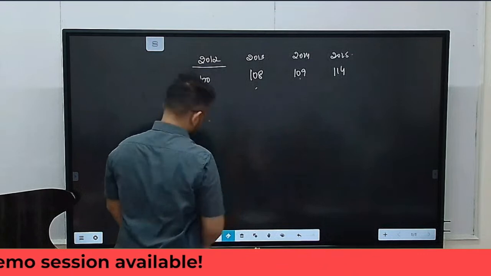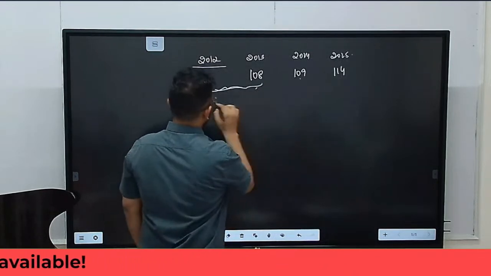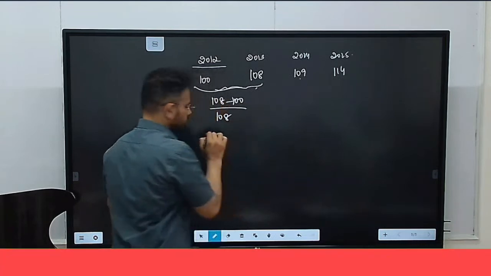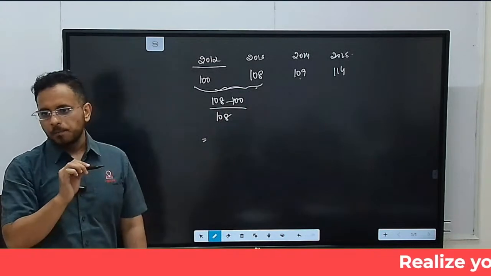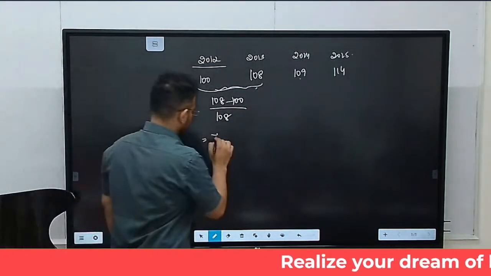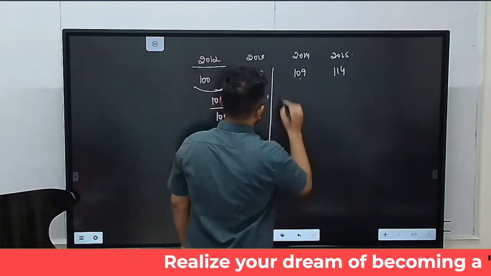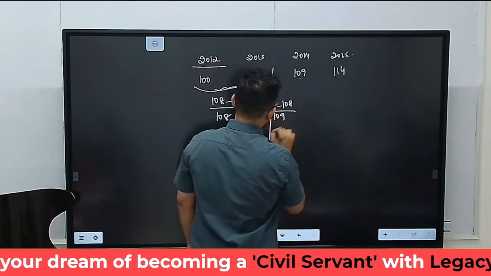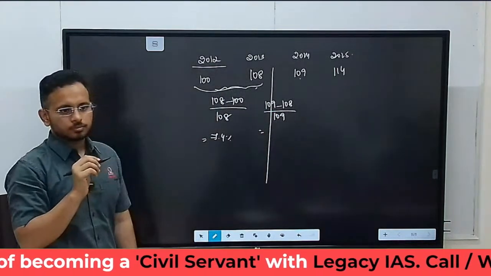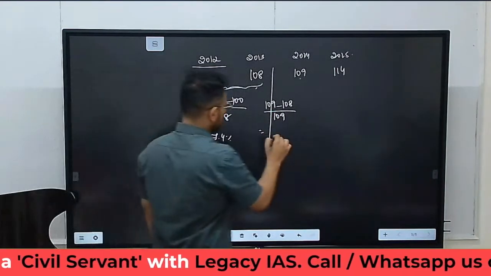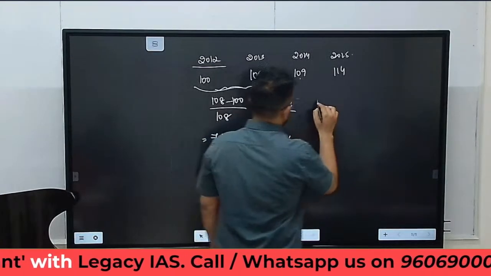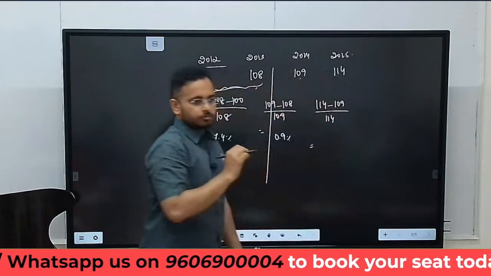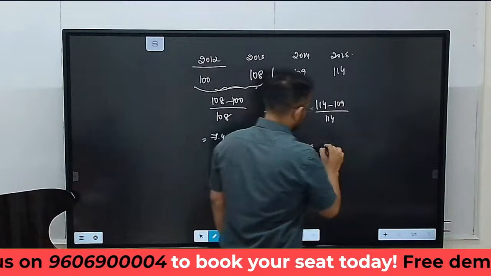We'll do it from the first. 108 minus 100 by 108. How much? 7.4. 109 minus 108 by 109. 0.9%. 114 minus 109 by 114. 4.3%.